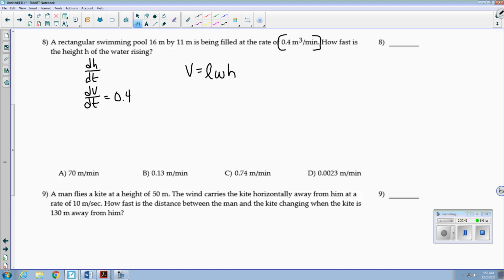It's being filled, so the volume is increasing, so it's going to be a positive value. If it was being removed, we would want to make that negative. So again, make sure you're paying attention to that.